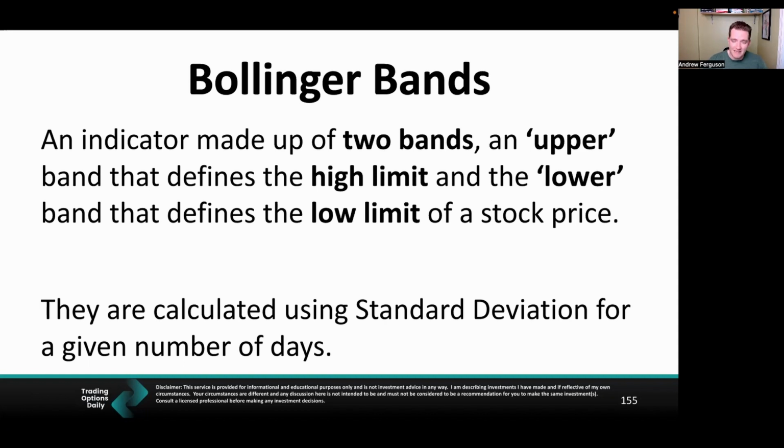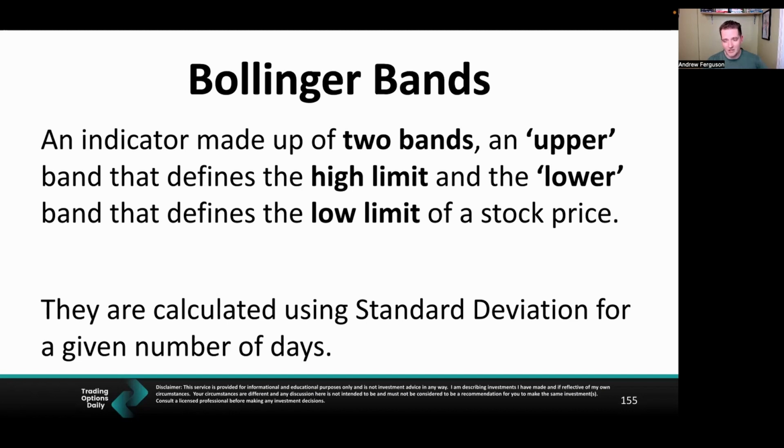And these are significantly used by a lot of traders out there. They're for support and resistance, and they're made up of two bands. There's one in the high limit and one in the low limit. And then sometimes you also get a moving average tucked in the middle of the two, which can be the 20-day moving average, but you can turn that on or off on your chart if you want to. I prefer to leave it on, but they're calculated using what's called standard deviations for a number of given days.